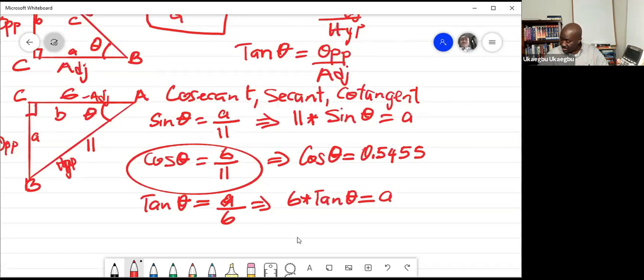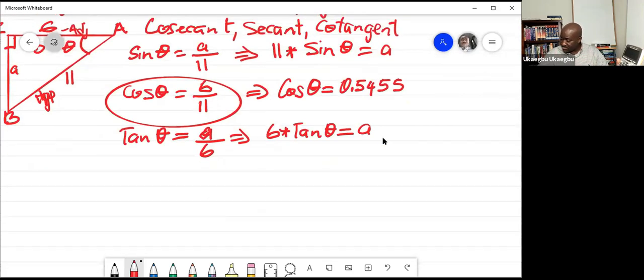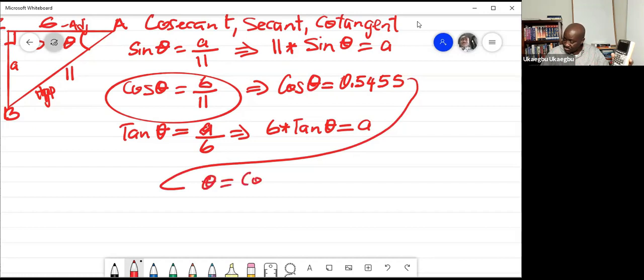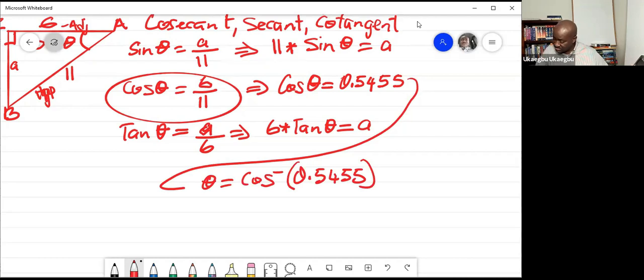So let me come down a little bit. From this point now, theta would be cos inverse of 0.5455. The question becomes, how do you get to the cos inverse? The way you write it is cos raised to power minus 1. So now how do you get to that?